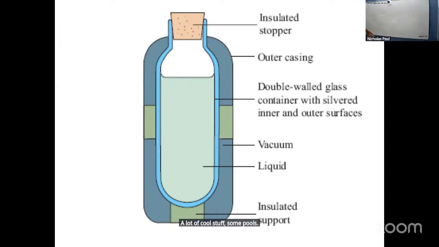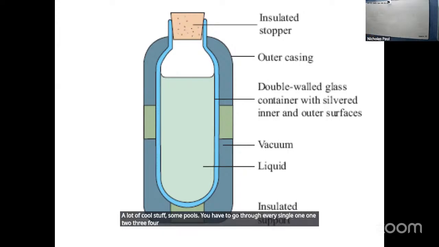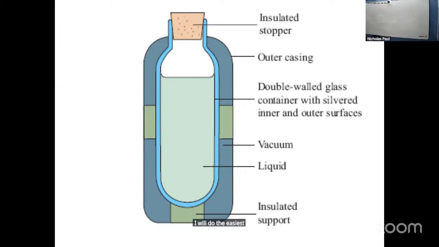You have to go through every single one, 1, 2, 3, 4, 5, 6, all six of those labels there, and explain how it stops heat transfer. I will do the easiest one. I will start at the bottom.